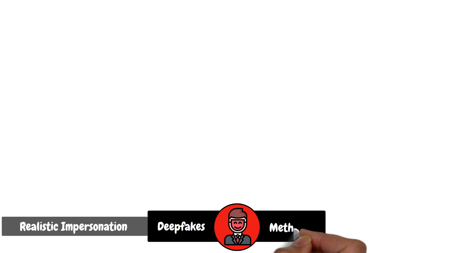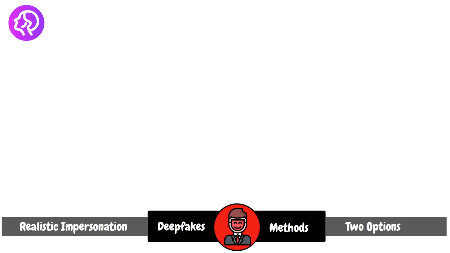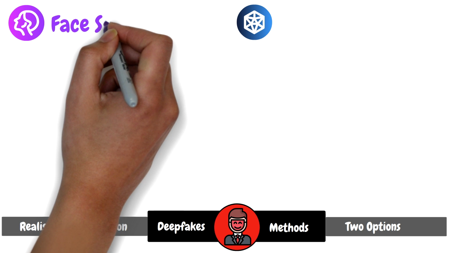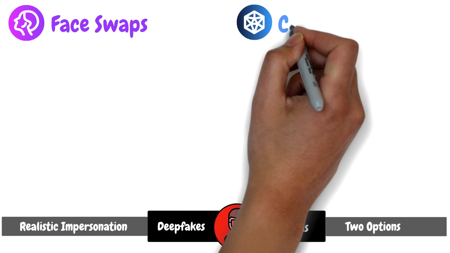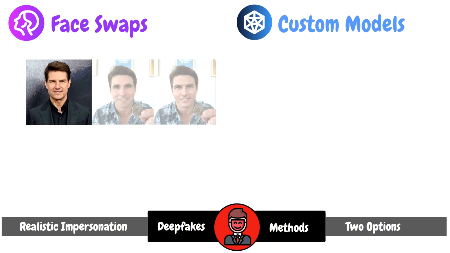Before diving into the world of Stable Diffusion, it's important to discuss the various forms of AI-generated content that exist in the world of photo deepfakes. Now, generally speaking, there are two methods for deepfaked images: face swaps or custom models. Face swap, as the name implies, is when you take an original media and use AI to simply swap out the face with the desired target.